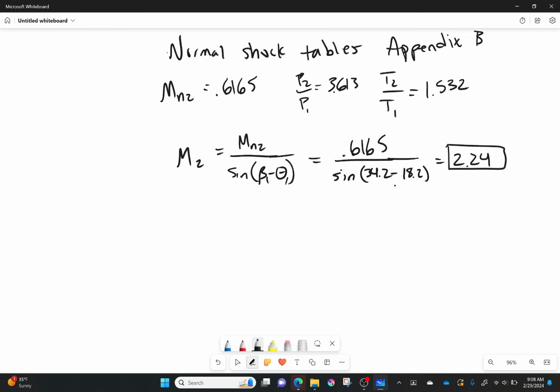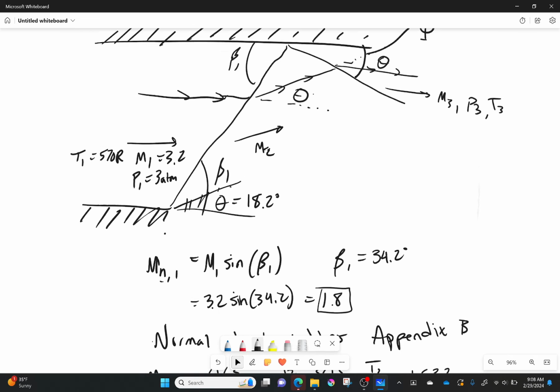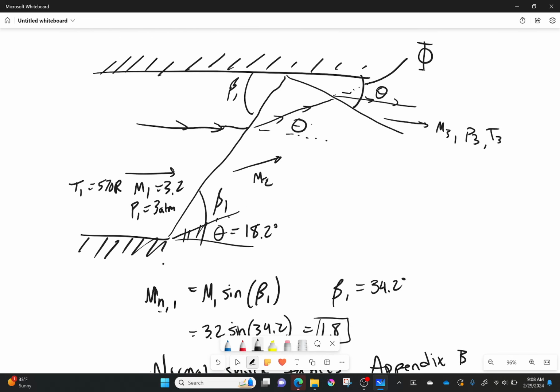So let's get back up to our picture here and realize that we're now about to hit this reflected shock here. And so we're going to have to figure out some information about that reflected shock.